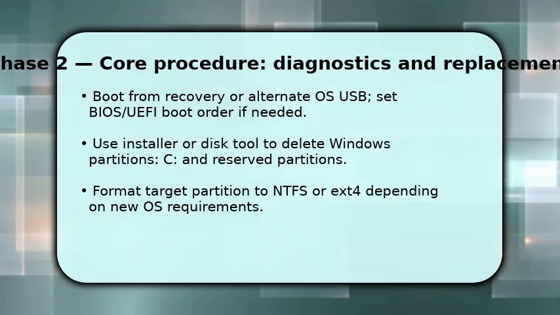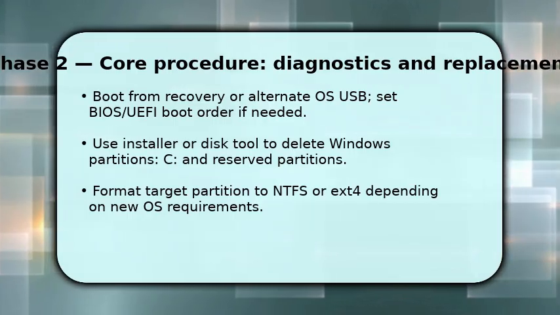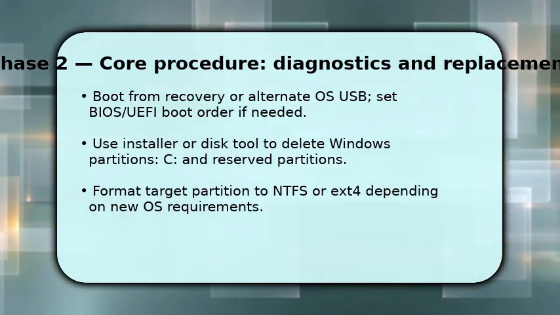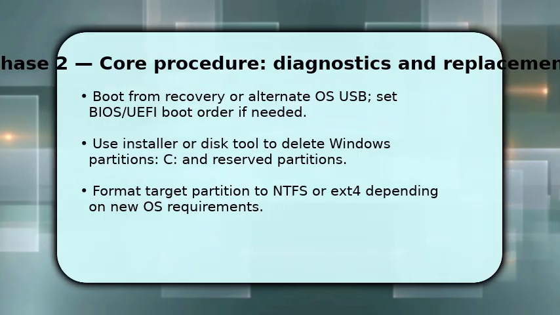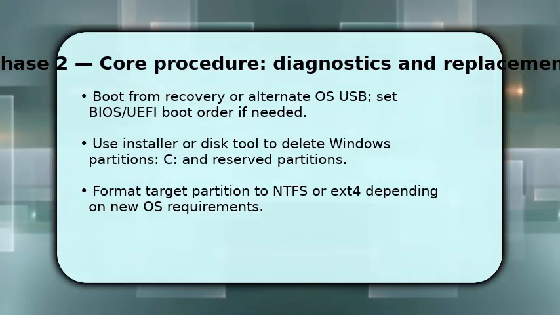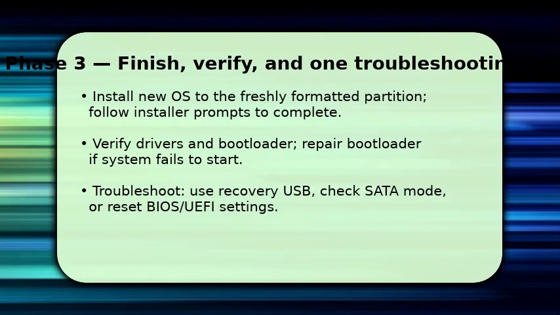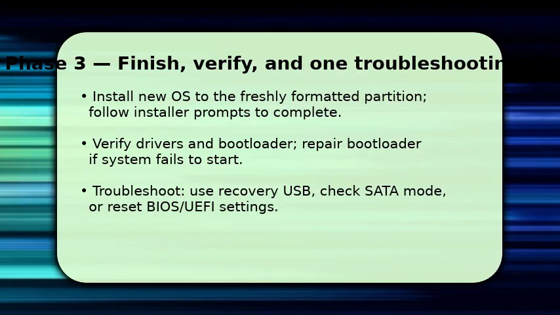After deletion, create and format the target partition using the file system required by the OS. You install the replacement OS to the clean partition and follow installer prompts until setup completes. This permanently replaces Windows 10. Once installed, make sure drivers and the bootloader are correctly configured. Repair or reinstall the bootloader if the machine does not boot.